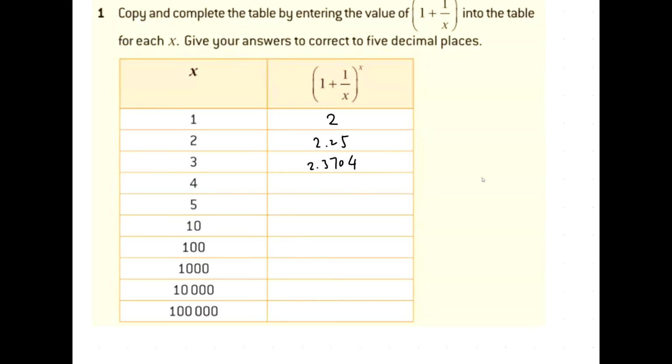What are we moving on to, 4? No, 3. 5 decimal places, technically there's one more, right? This should be, oh, wait a second. It's 037, 037 recurring, okay? What about 4, anyone? 2.44141. Yes, 2.44141. 5? 2.48832. 10?